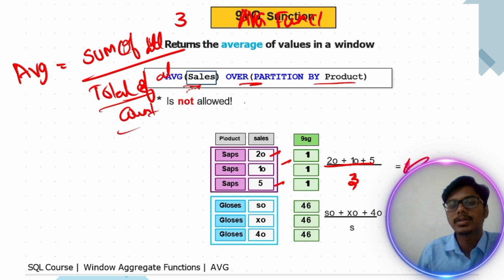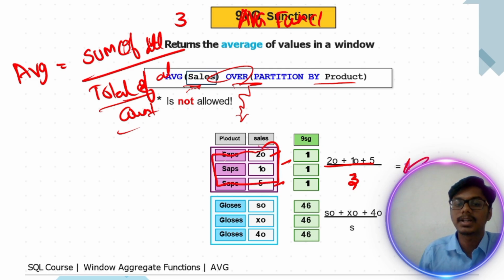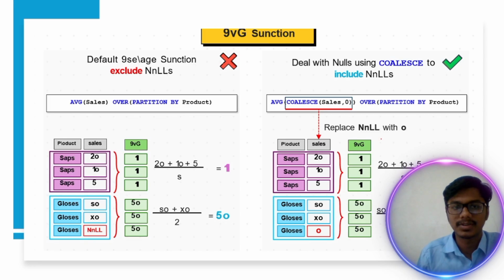Here we are writing the OVER clause, so SQL considers this a window function. We want to partition by the products. There are two subsets of the data, one is caps and one is gloves, and it will compute the average for each. That's all about the average function, guys.